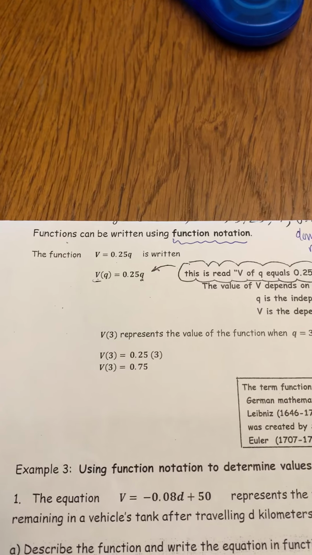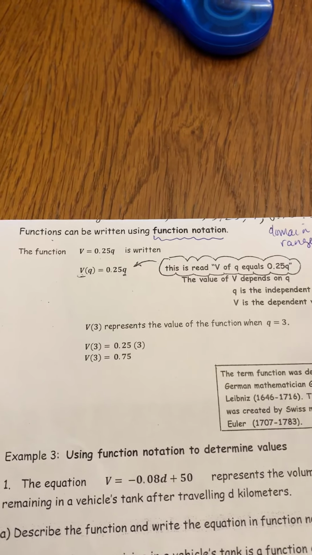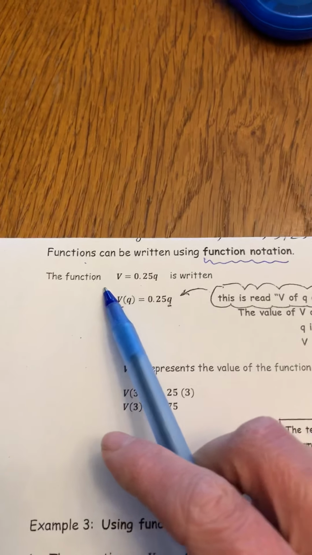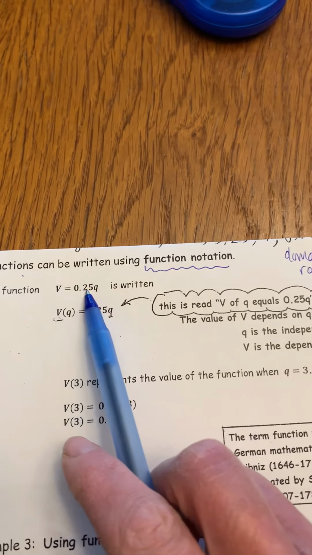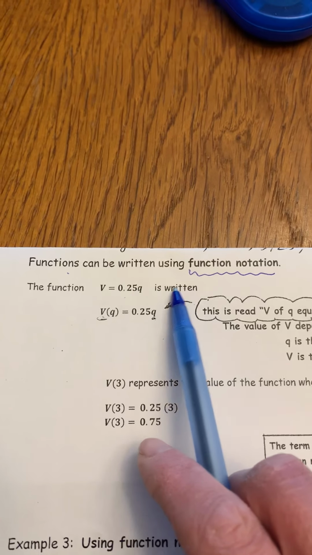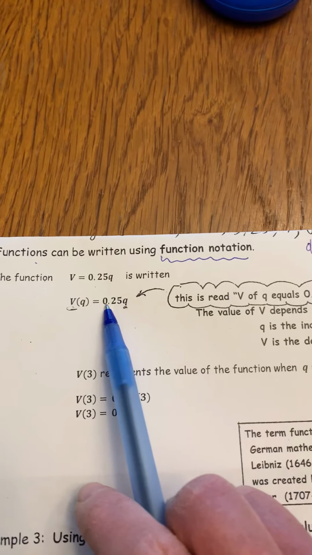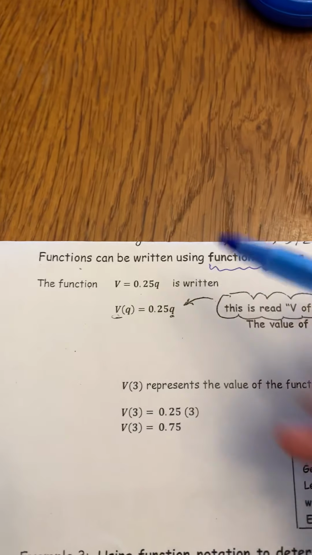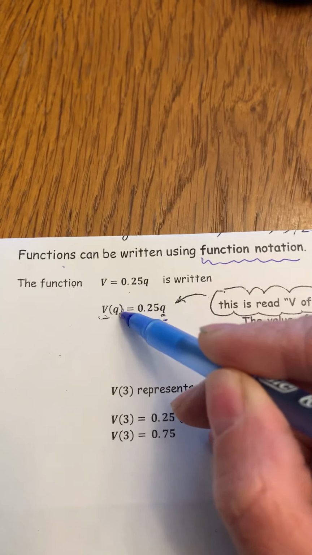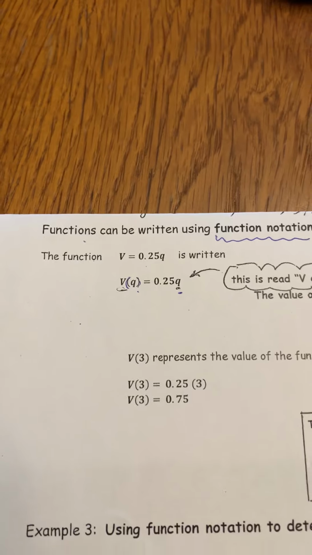But function notation is just a special way to write an equation. And I don't want you to overthink it, okay? This is not hard, it's just weird, okay? So the function v is equal to 25/100ths q. If we wrote it as function notation, what we would do is we would say v of q is equal to 25/100ths q. Okay, so all we've really done is we've taken the variable that's on the right-hand side, we've included it on the left-hand side in small case, and we've just enclosed it in brackets.